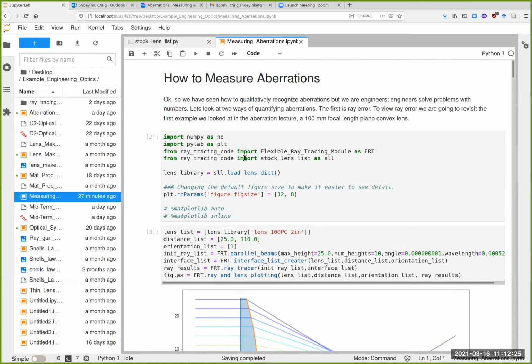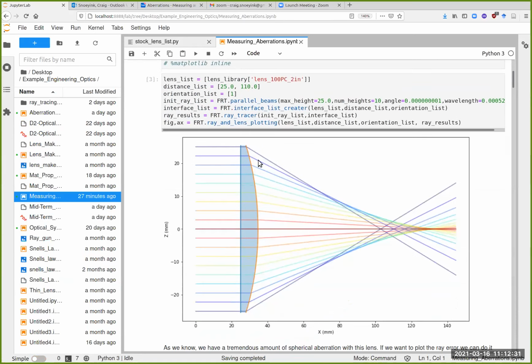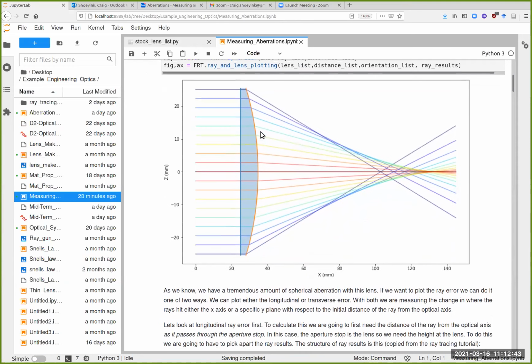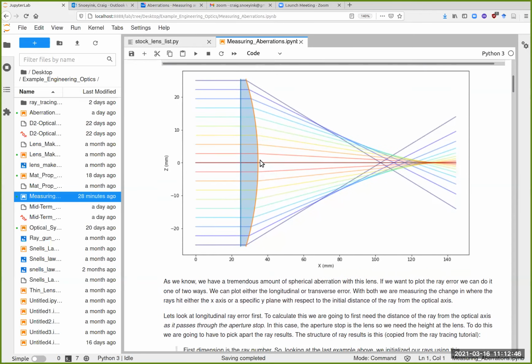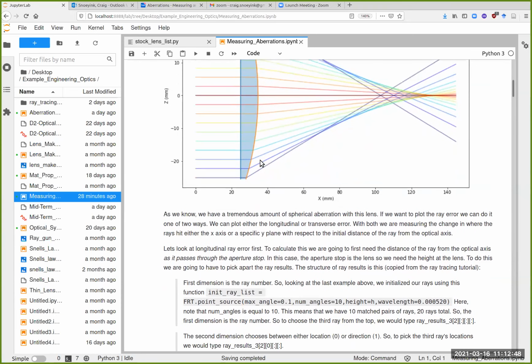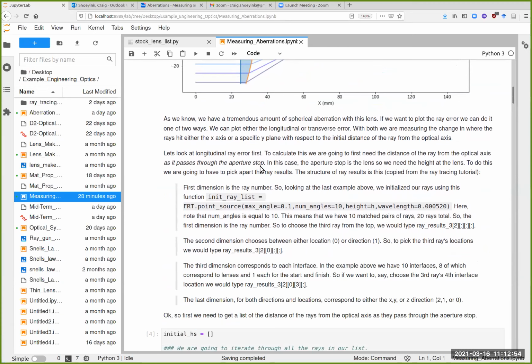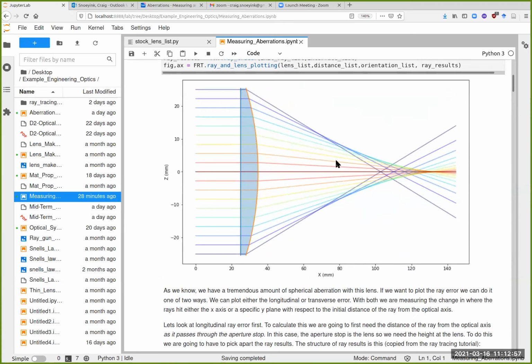Oh, interesting. Okay. So we're going to talk about now how to measure aberrations, how to actually calculate them. Here we're going back to our 2-inch diameter, 100 millimeter focal length plano-convex lens. We plotted this before in a past lecture when we talked about aberrations. We know that there's a large amount of spherical aberration with these lenses. So what we're going to do is go through each ray, and figure out where each ray hits the optical axis, and plot the distance from where the middle rays, these dark red rays, hit.